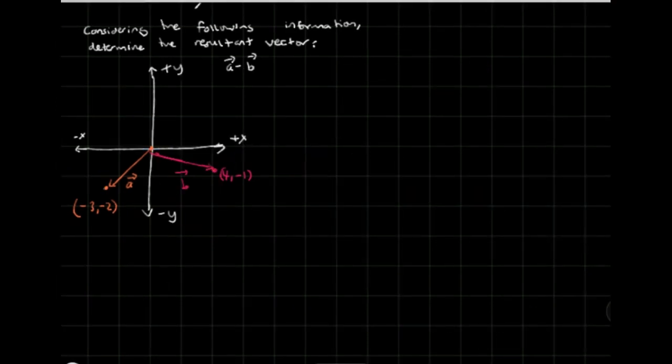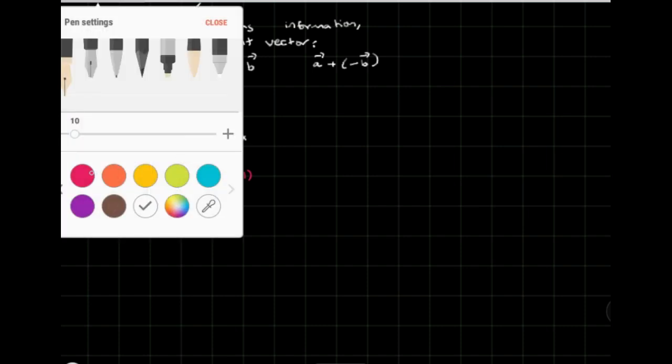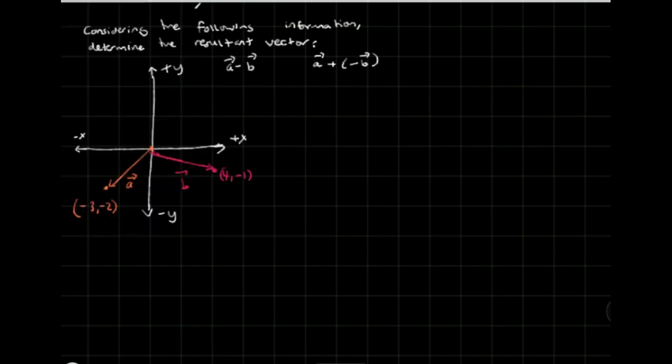Okay, so let's consider the same question, but this time I'm going to find the resultant vector, vector A minus vector B. You can think about this as vector A plus negative vector B. So negative vector B means you're finding the opposite vector of vector B, which should look like this.